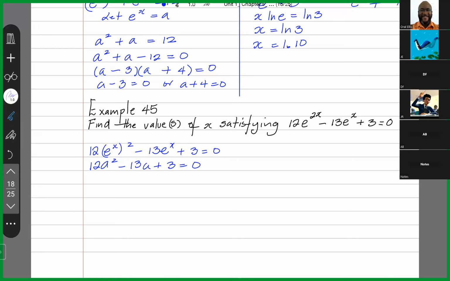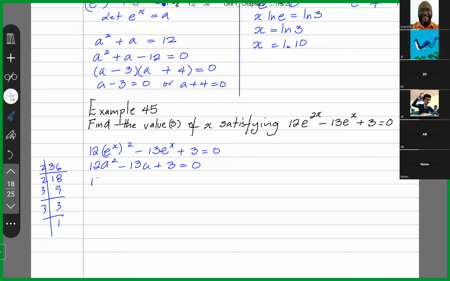Now, 12 times 3 is 36. We need 2 factors of 36 that give me 13. Let's see if I can find any. I think 4 and 9 will probably do it. But let's go, 4 and 9. Or maybe not, let's see. So 9 and 4 will give me 13, and I think 9 and 4 would actually work.